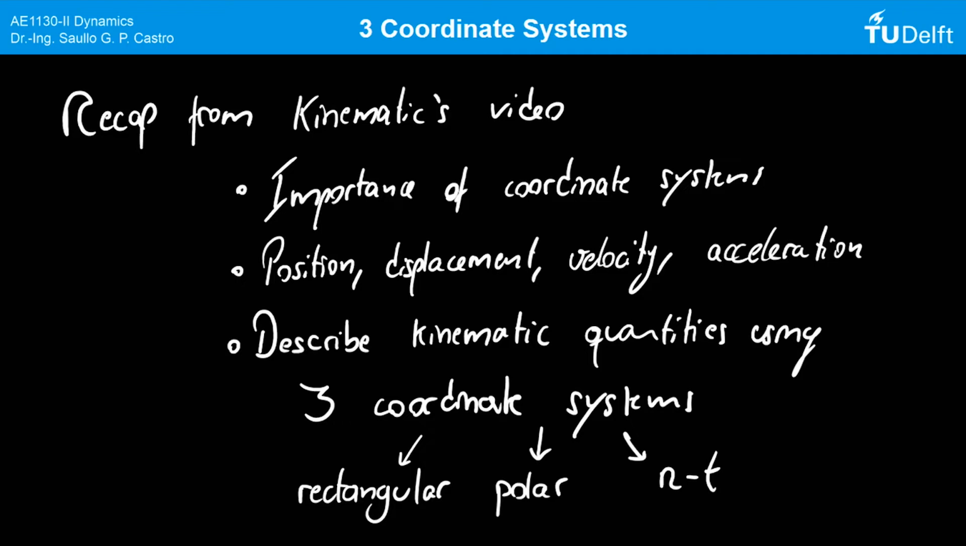In that video we studied the importance of using a coordinate system when defining the motion of a particle, and we'll see that the same importance applies for a rigid body. We also defined what is position, displacement, velocity, and acceleration. In the present video, we are going to describe the kinematic quantities above mentioned using three different coordinate systems: the rectangular, polar, and the so-called normal tangential, or NT for short.